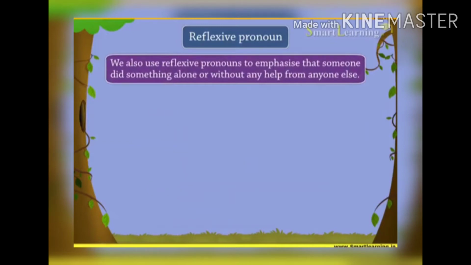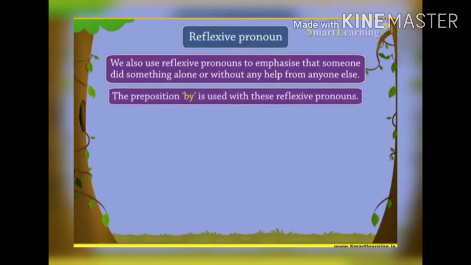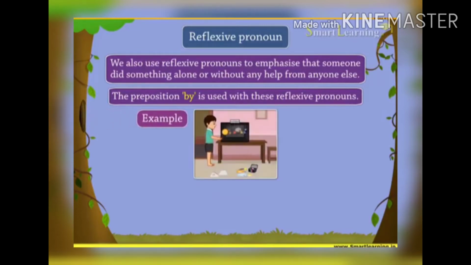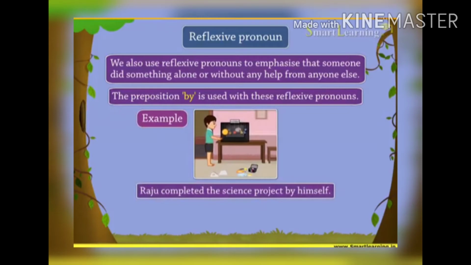We also use reflexive pronouns to emphasize that someone did something alone or without any help from anyone else. The preposition by is used with these reflexive pronouns. For example, Raju completed the science project by himself. Here, the reflexive pronoun himself is used with the preposition by to emphasize that the subject Raju has completed his project alone and without help from anyone else.